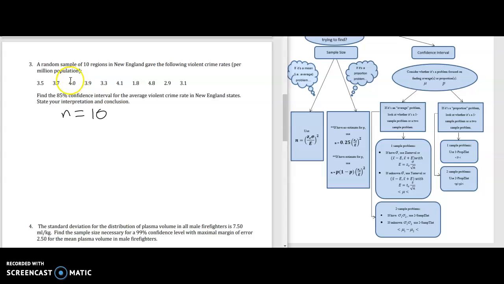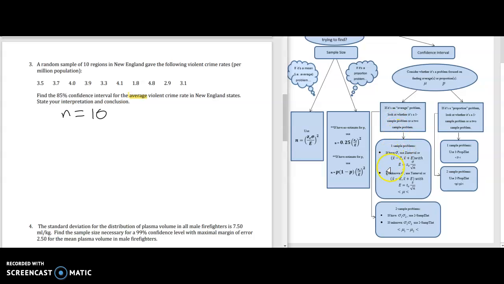Some clues that I look at in the question. Come down to the question. Find the confidence interval for the average. It says the word average in there. It doesn't say the word proportion anywhere. Now, it doesn't have a standard deviation. For me, that's a dead giveaway that it's an average problem. However, it does say the word average. So we do know in the flow chart, I'm coming here to the left, it's an average problem.